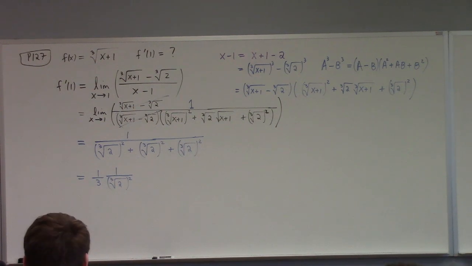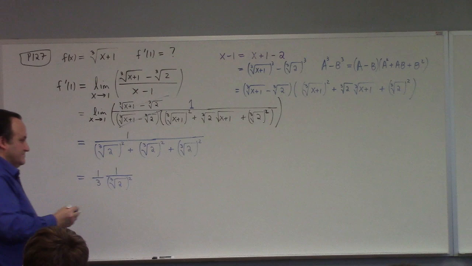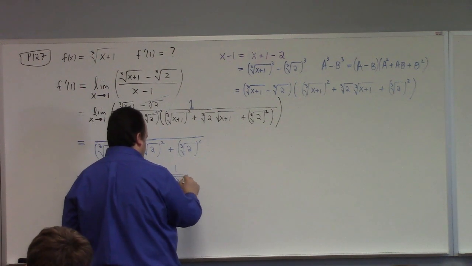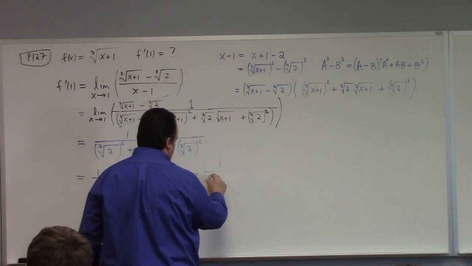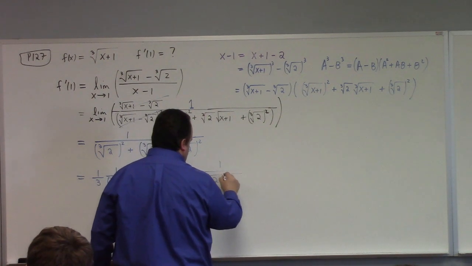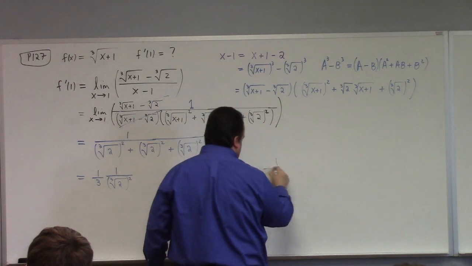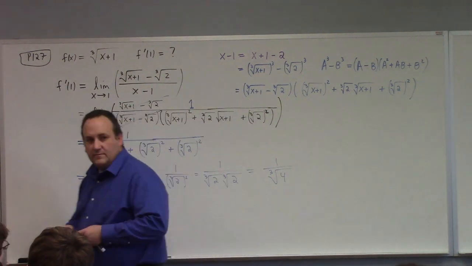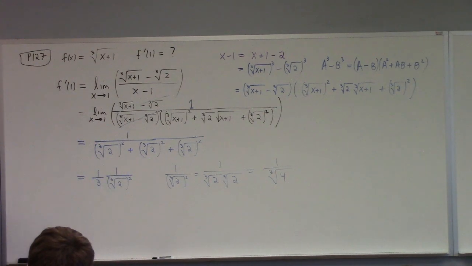Now the problem asks you to show that that's equal to 1 over 3 times the cube root of 4. What is the cube root of 2 squared? Cube root of 2 times the cube root of 2, right? Also known as the cube root of 4. So, other questions?